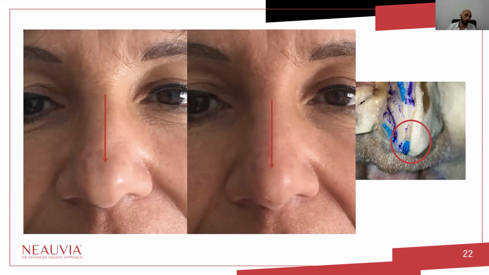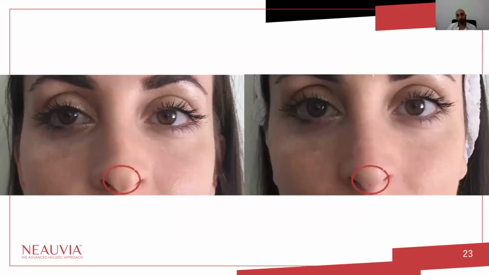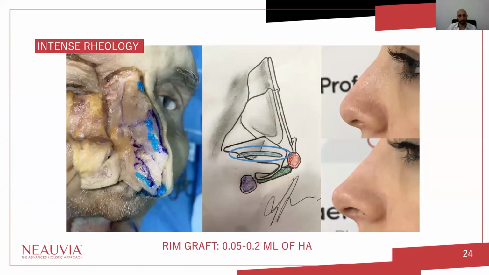a condition like this one, where the lateral crura is laterally displaced. In this case, just a little amount of hyaluronic acid. In this case, I love rheology to inject, and it will let us achieve this kind of result. And this is another example. You really need a small quantity, a small amount of hyaluronic acid, and you will have a great effect for your patient, and it's also really, really long-lasting.